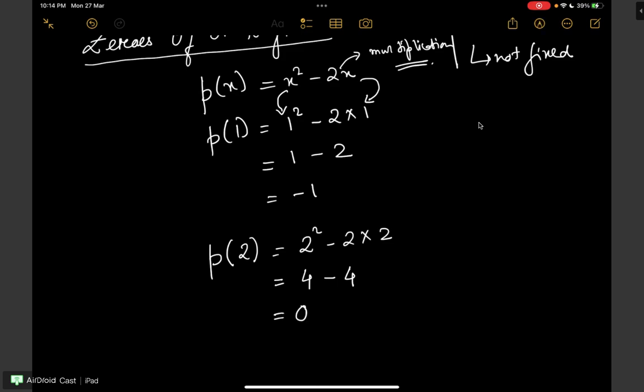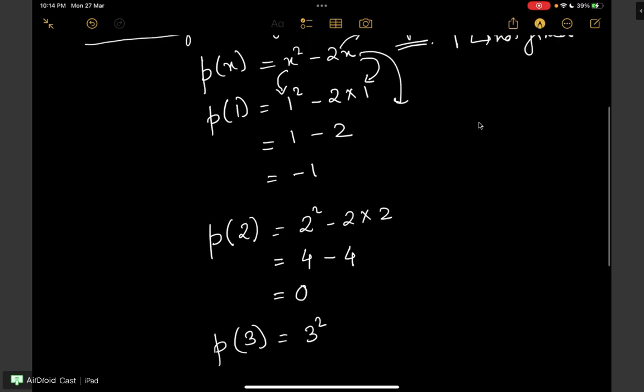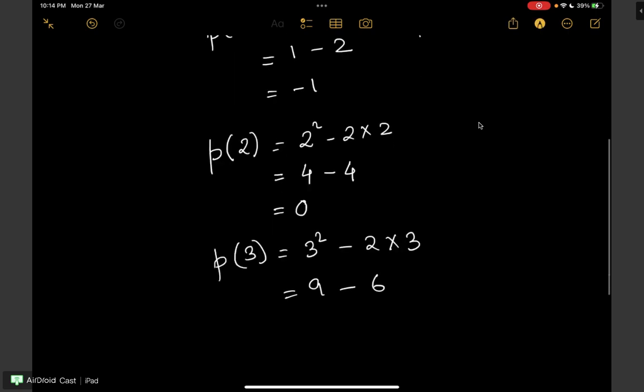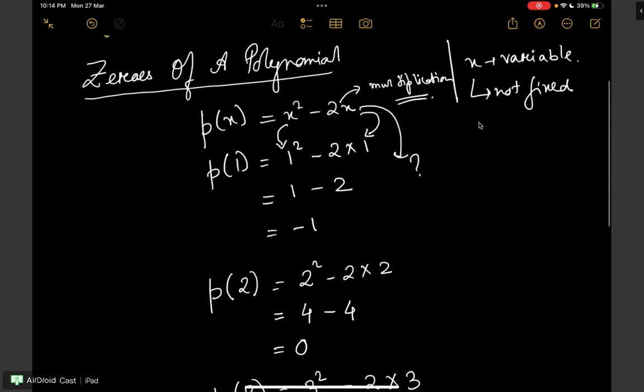Alright. Now if I put x as 3, what will I get? 3 square, in this equation I am putting, minus 2 into 3. 3 square is 9, minus 2 into 3 is 6. So it is how much? It is 3. So what we can understand from this concept is that in place of a variable we can put different values as per our choice.